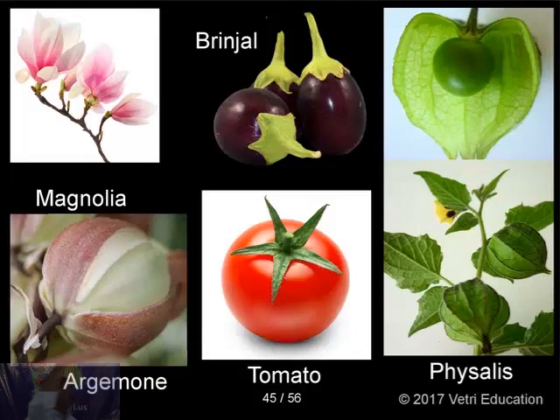So here you can have these things. In magnolia, this caducous condition, falls off before the flower opens, and then in the brinjal, you see, marcescent, the growth of the calyx along with the fruit. And the third one I told you already, tomato, this is persistent. The persistent sepals you can find.